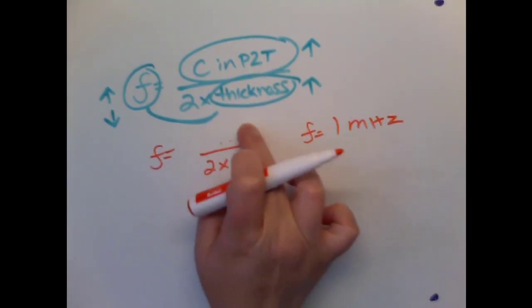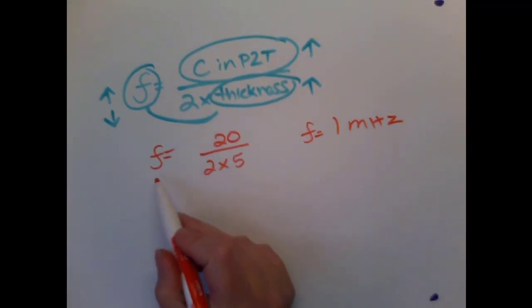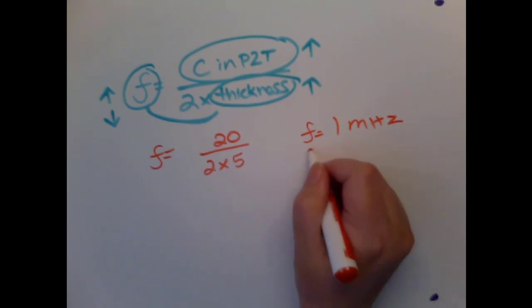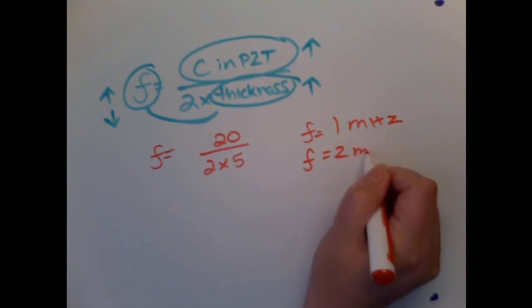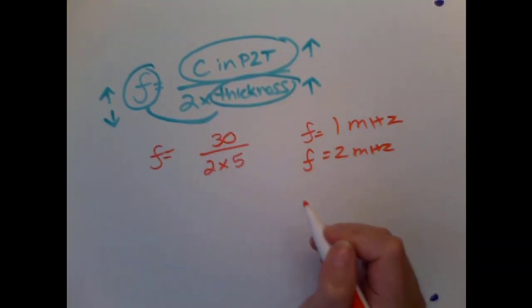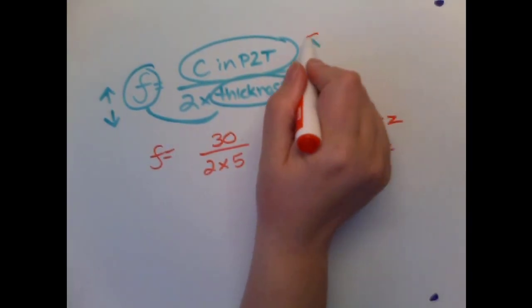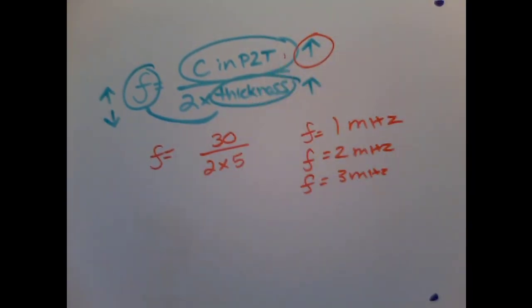Again, I'm just throwing numbers in just to kind of prove this. Let's see what happens then when we increase this. So now we've increased to 20. We now have 20 divided by 10. Frequency equals 2 megahertz. Let's increase this again to 30. Frequency equals 3 megahertz. So we can see as we increase the speed of our sound, we're going to increase our frequency.